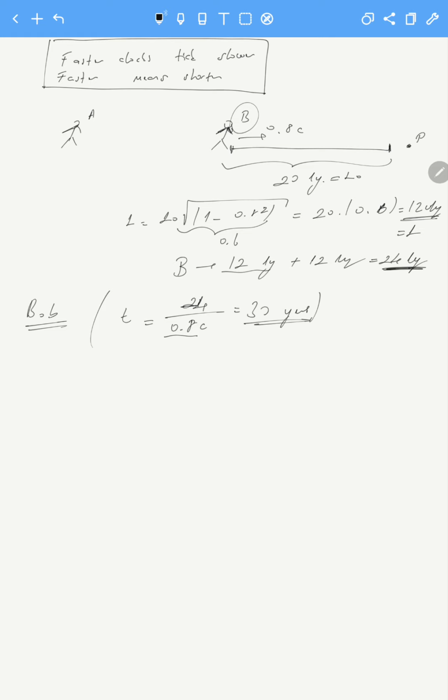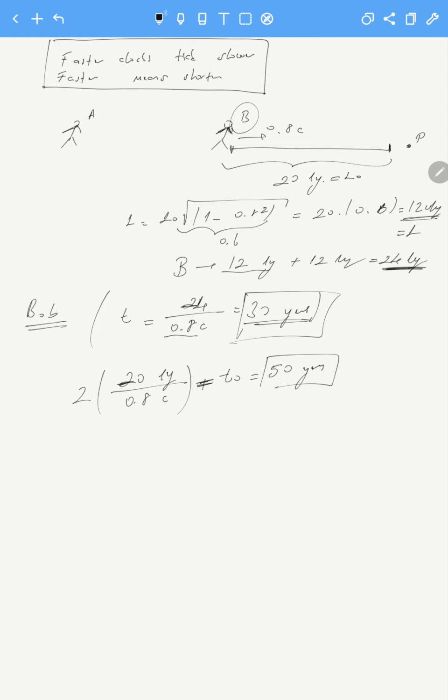But what does Alice think about it? Alice still stays at the good old Earth, and to her, he goes away for 20 light years of distance at the speed of this. Then comes back, does the same thing and comes back. So she measures something like this many years.